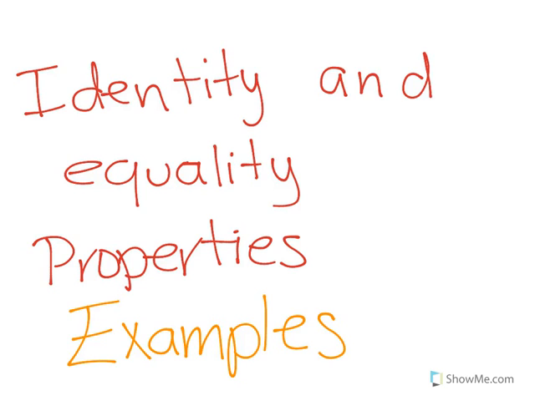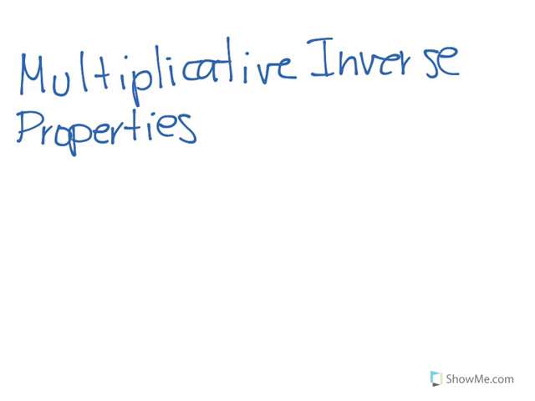Hello, today we will see some examples on identity and equality properties. But before that, I want to mention one property that I forgot to mention in one of the previous videos, and this is the multiplicative inverse property. So, this property means that if you multiply x times 1 over x, you will always get 1.